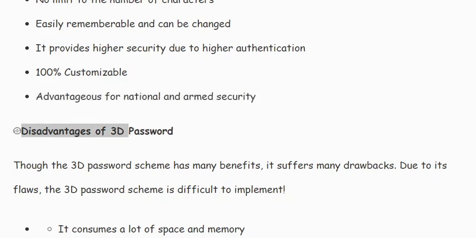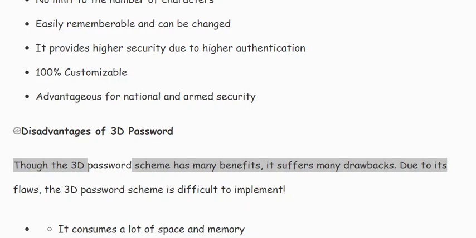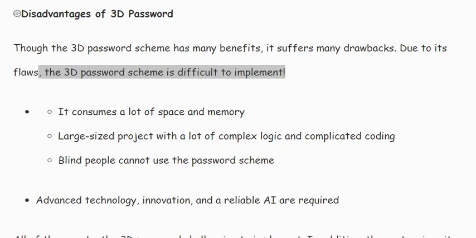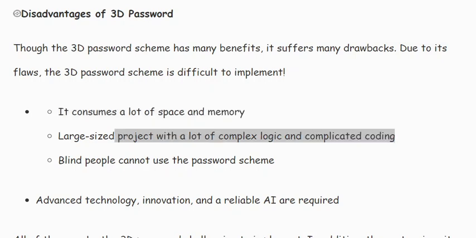Disadvantages of 3D password. Though the 3D password scheme has many benefits, it suffers many drawbacks. Due to its flaws, the 3D password scheme is difficult to implement. It consumes a lot of space and memory. Large-sized project with a lot of complex logic and complicated coding.